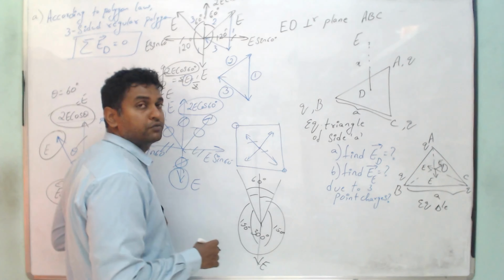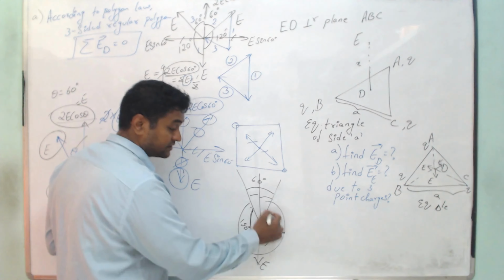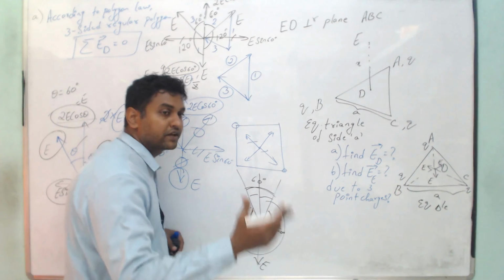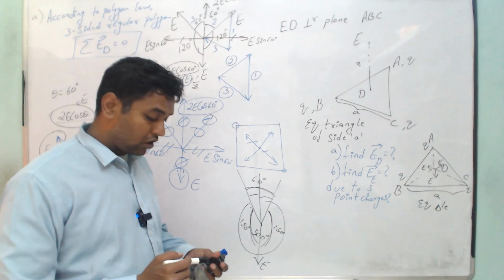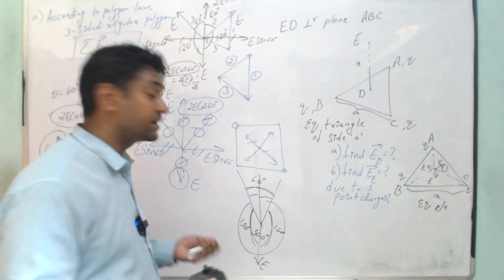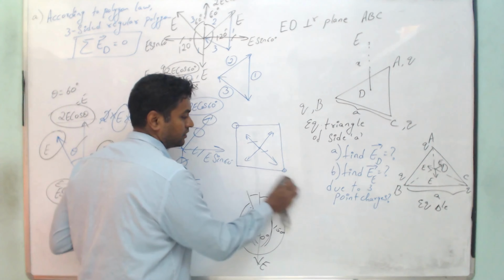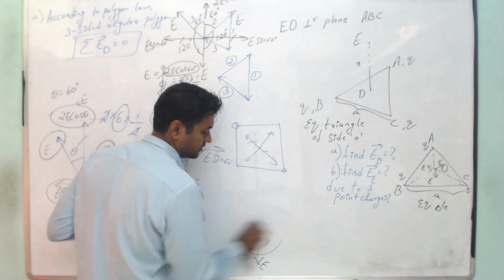Now what problem do you have? This is 150, this is 150, this is 60. How can it be an n-sided regular polygon if the angles are not equal? All the angles should be equal for an n-sided regular polygon. Okay, is this clear?